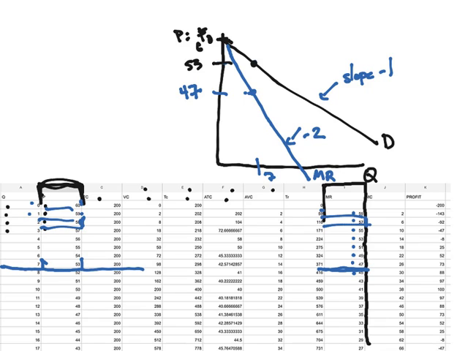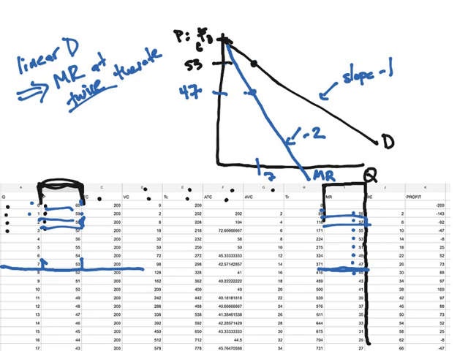And that's actually true anytime we have a linear demand curve. Anytime we have a linear demand curve, that means that the marginal revenue curve is also going to be downward sloping. So a downward sloping linear demand means marginal revenue is downward sloping, but at twice the rate of the demand curve. So the slope of this marginal revenue curve is twice of what it is for the demand curve.